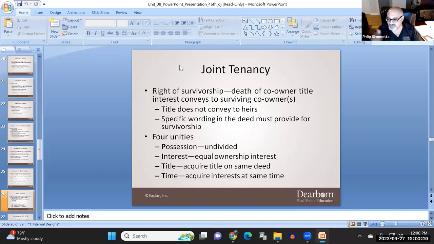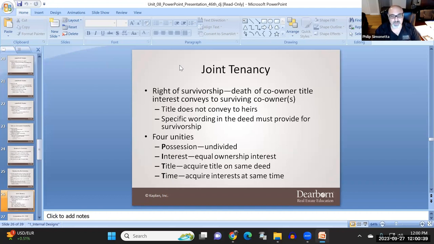As one dies, it splits to three, then to 50-50, then 100%, right? The title must be acquired on the same deed. So the title and the deed must all be done at the same time. You can't add people, you can't take people off. When you buy it, that's when it's determined. The deed and the title got to match. So the day you buy it, they're the people on it, that's it. And they got to acquire it at the same time, the same closing, the same point.